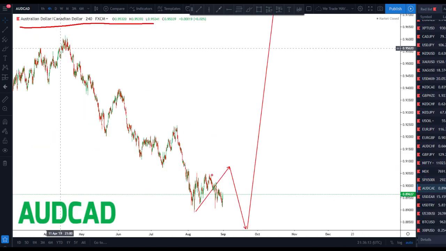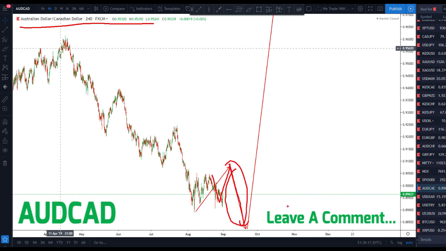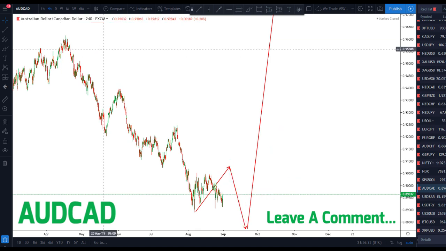Aussie CAD, we are expecting one more move up and then one more move down. We'll go for this down wave and then we'll go for our buy setups. If you don't know how to trade this one, leave it. Go for this one, it will be much bigger. This is what we can see and this is based on wave analysis.